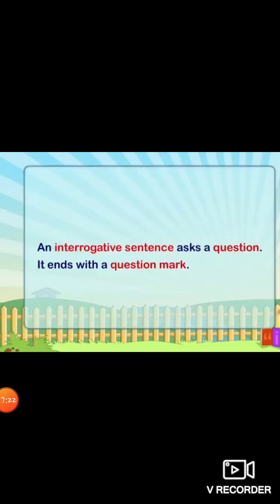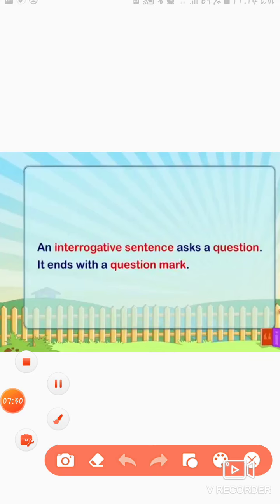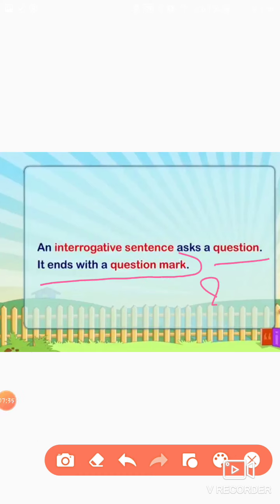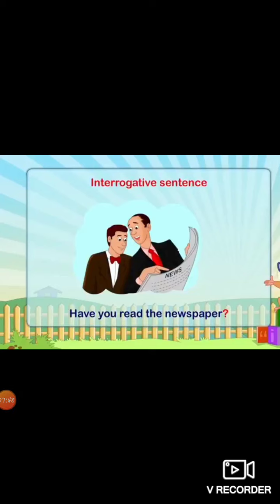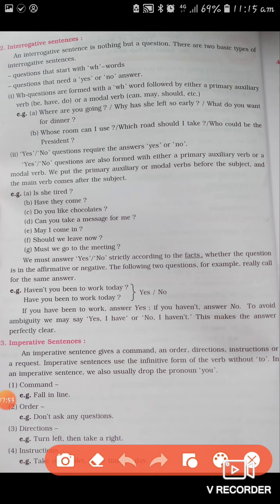Now children, next one is interrogative sentence. An interrogative sentence always asks a question and it ends with a question mark. That is the main thing. You can find out whether the sentence is an interrogative sentence by seeing this question mark. See the example of interrogative sentence: Have you read the newspaper? See here children, interrogative sentence. Now an interrogative sentence is nothing but a question.